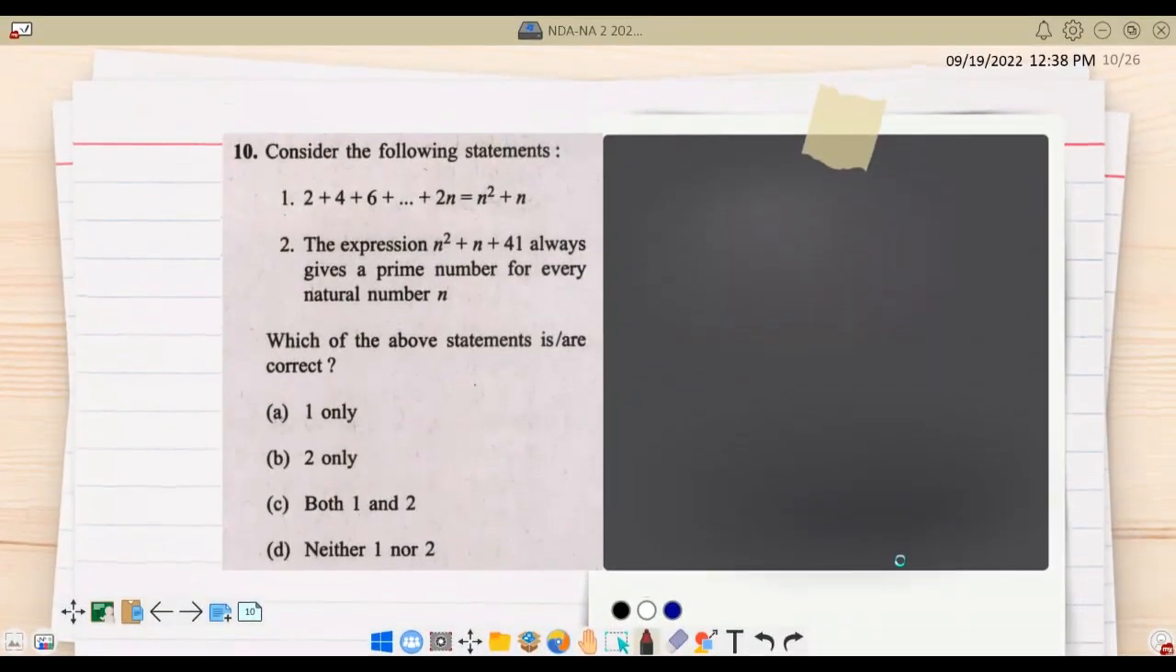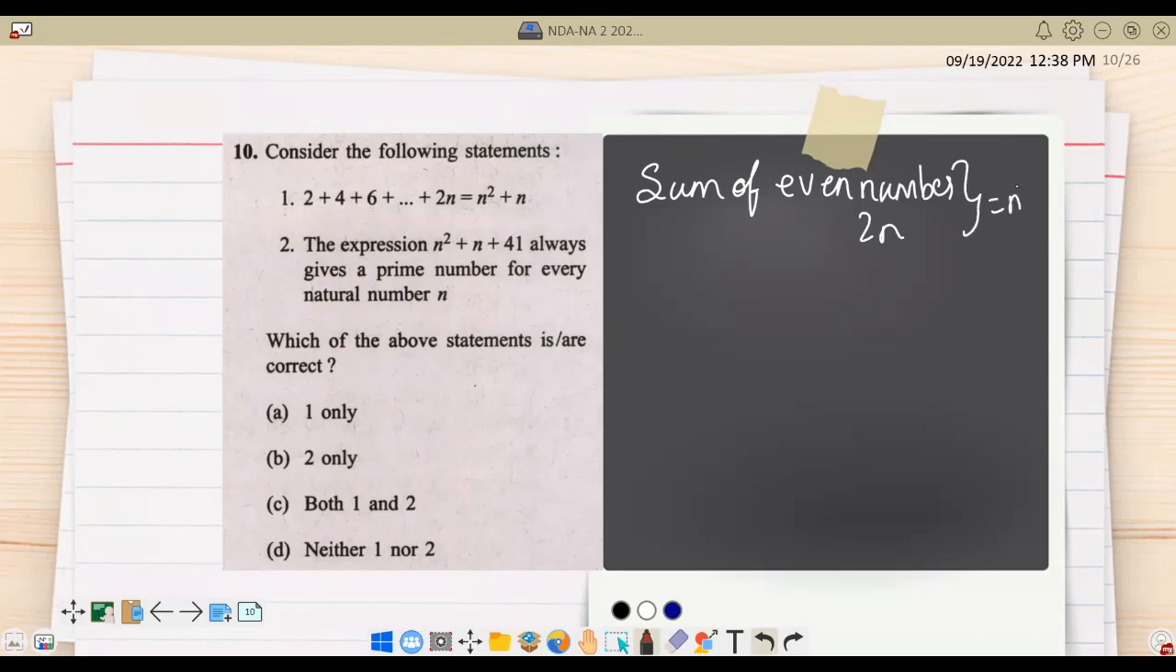In this question also there are statements. The first statement is 2 plus 4 plus 6 plus till 2n is equal to n square plus n. So the first statement is nothing but the sum of even numbers till 2n. Direct formula, it is n square plus n. So the first statement is correct. We'll see the second statement. The expression n square plus n plus 41 always gives a prime number for every natural number n. They have given that for any natural number, n square plus n plus 41 is always a prime number.